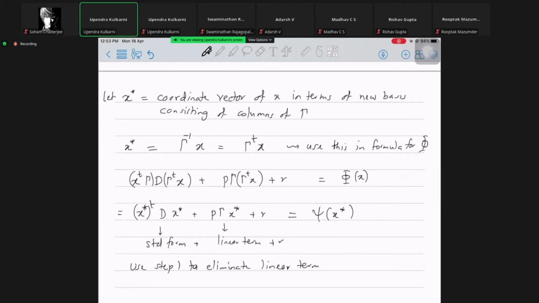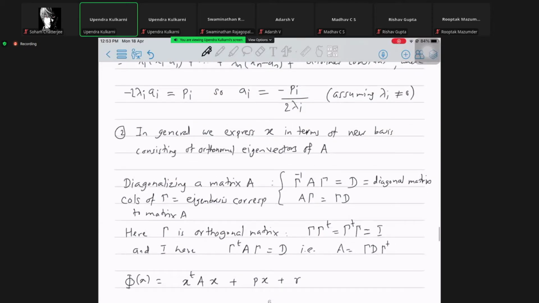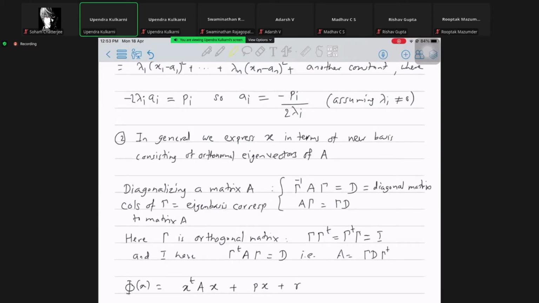Okay. So any questions so far? Again, please do not get caught up in the formulas and manipulations. The thing to remember is this: there is very little going on. Sir, in the first step, we assumed lambda i not equal to 0. That's right, it's just saying that it's invertible. Absolutely.